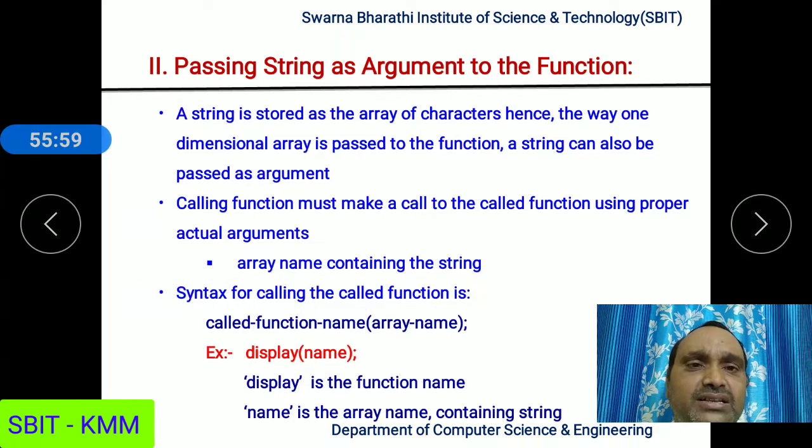How does the calling function make a call to the called function? It uses this syntax: simply the called function name and that array. That's it. In a one-dimensional array, when you make a call to the function, we mention the array name followed by a second argument, the number of elements in the array. Here, the number of characters need not be mentioned, simply the array name. So display(name), where name is an array containing a string. Whatever is stored in the name array, that string is displayed by the display function.